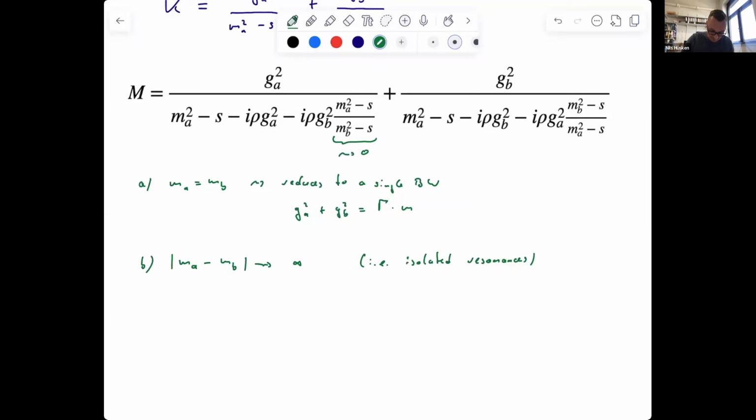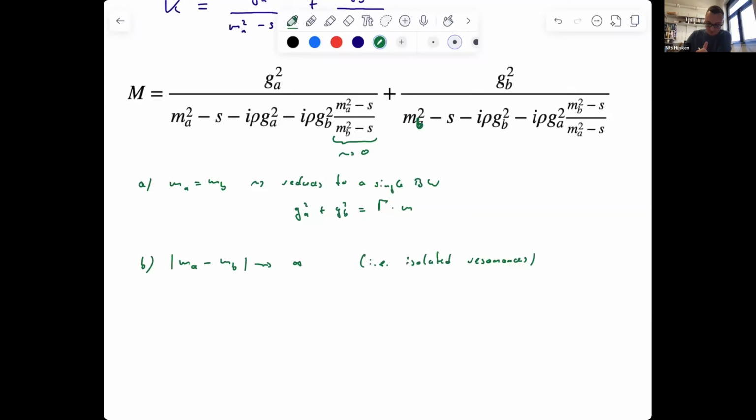I tagged wrongly here, I see. This should be a B. And so the right-hand expression just completely goes away because that is infinitely far away. And so in the vicinity of resonance A, this reduces to a single Breit-Wigner.